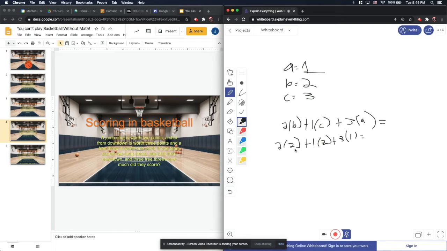Now we can go ahead and simplify this further. So we're going to end up with 4 plus 3 plus 3. And we're going to add that up. 4 plus 3 is 7, plus another 3 is 10. So they're going to end up with 10 points.